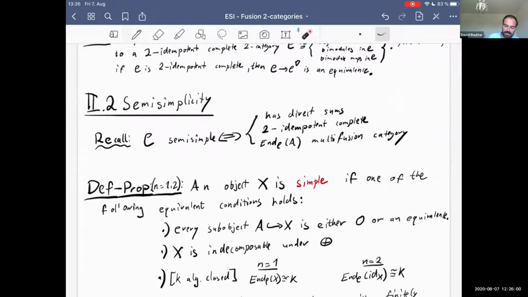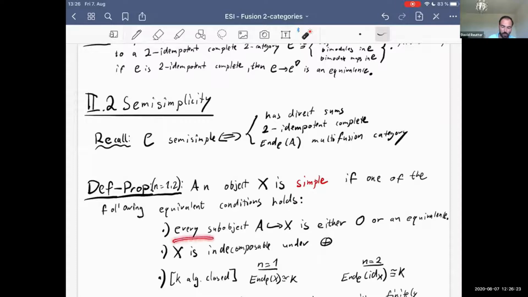So here's a definition proposition. An object X in one of these semisimple two categories, I define to be simple if one of the following equivalent conditions holds. So there's a variety of ways to say when an object is simple, similar to the one categorical case, of course. And again, this definition proposition works in dimension 1 and in dimension 2, to contrast it quite nicely.